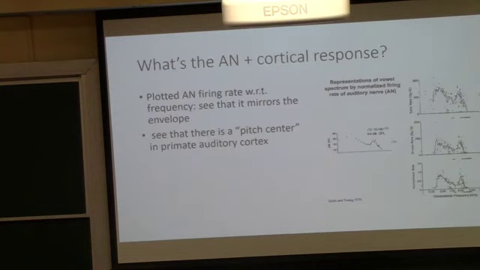Okay, so moving past the initial anatomical stuff, what's the auditory nerve and cortical response? Basically, on the left is the sound that they're feeding in, and in response, on the right is the firing rate, and you see that it matches up, and that's what he's going for.